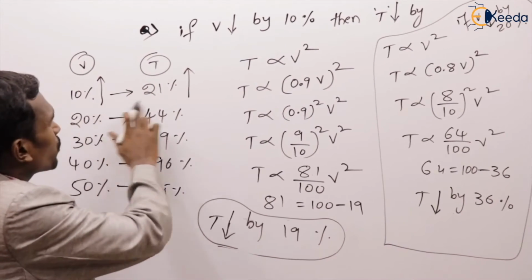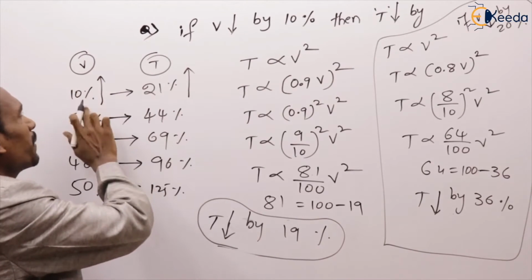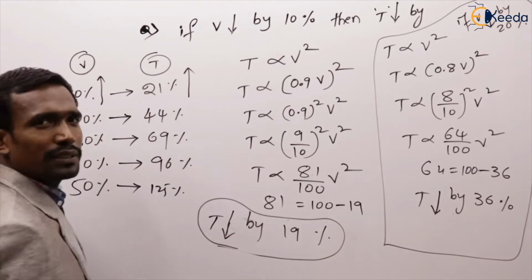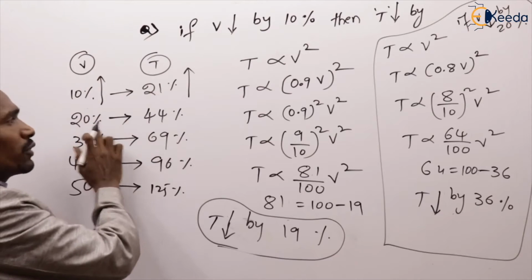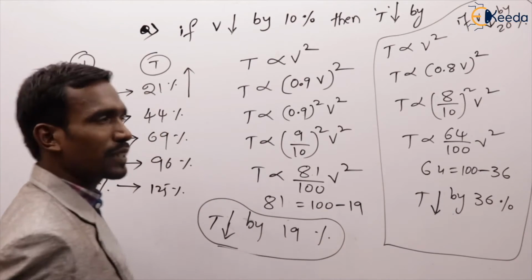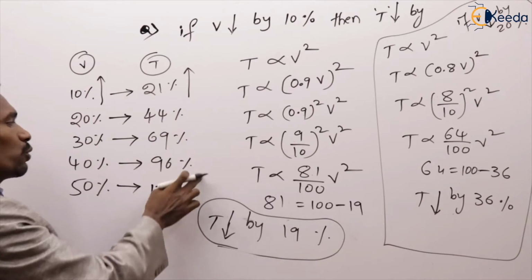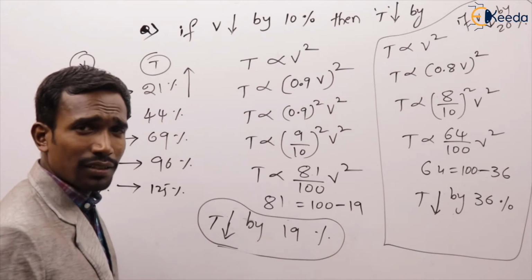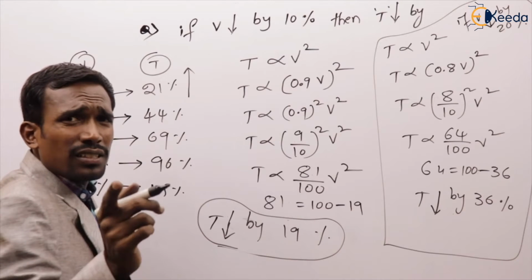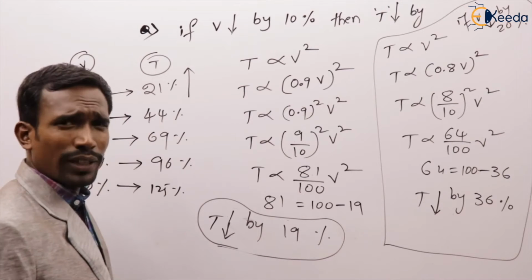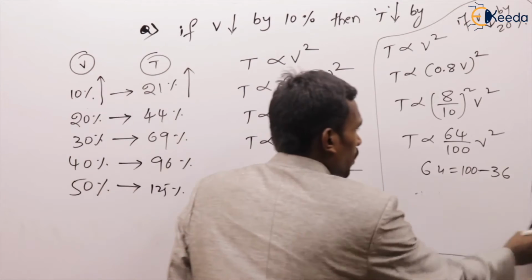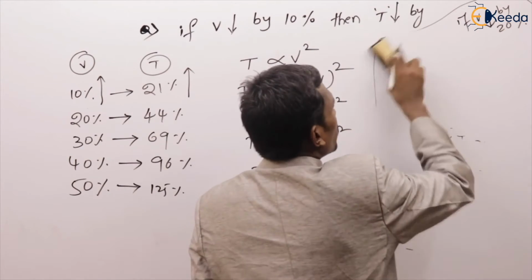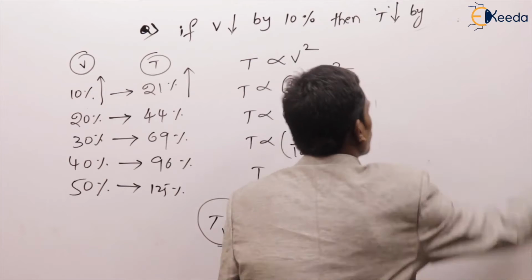So, you have to draw a table for this. If voltage reduced by 10%, torque reduced by 19%. If voltage reduced by 20%, torque reduced by 36%. What are the answers for the remaining questions? You have to do it. Okay? Can you or not? Yes, you can. Tell me, what are the answers?